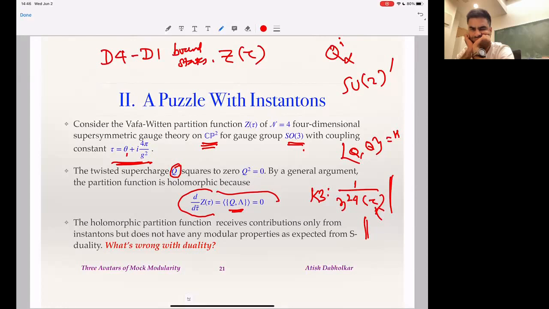So therefore, we cannot actually tolerate that this function ceases to be modular, because modular symmetry in this case is a very fundamental S-duality symmetry of gauge theory. So again, what is wrong with duality? Something will seriously go wrong with duality if this was the case. So in particular, we would conclude that duality of supersymmetric Yang-Mills theory works for K3, but it doesn't work for CP2. And that cannot be right.